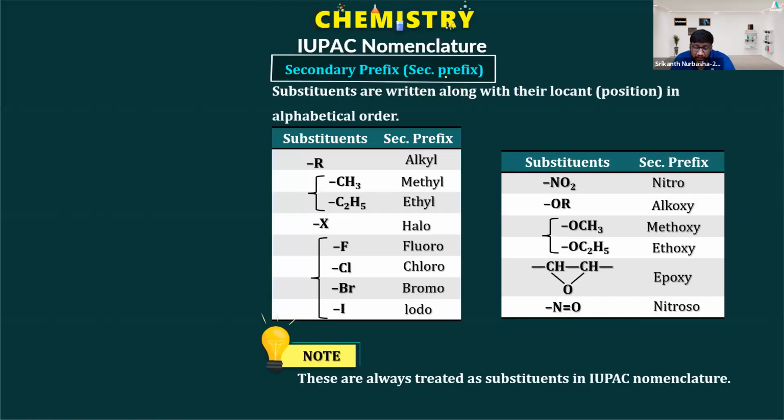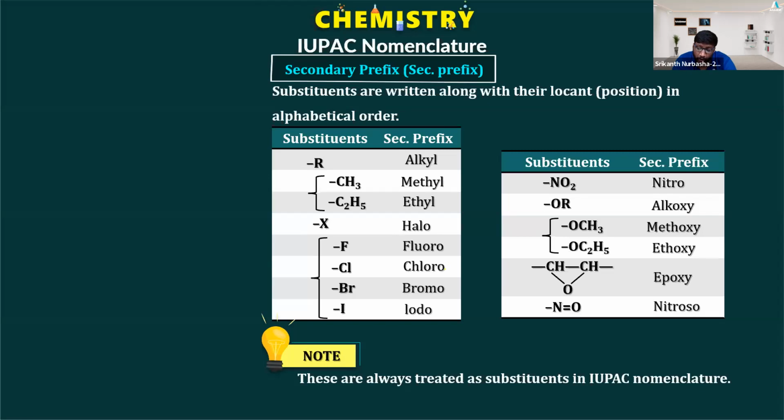If you go with the secondary prefix, substituents are written along with their locant positions in alphabetical order. If you have R, it's said to be alkyl. If you have CH3, methyl; C2H5, ethyl. X means halo, like F means fluoro, Cl means chloro, Br means bromo, I means iodo. NO2, OR, CH, OCH, N double bond O. All these are substituents where the respective prefixes are given in this manner.